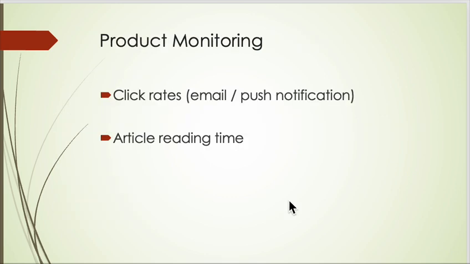On the product side, we need to be checking the click rates to know how relevant our prediction is to the reader. And also the article reading time, because if, let's say, readers click on the link because they get interested by the title, but in the end, after 3 seconds, they stop reading, it means something is wrong, right? So checking just the click rates is not enough. The reading time will be helping here.